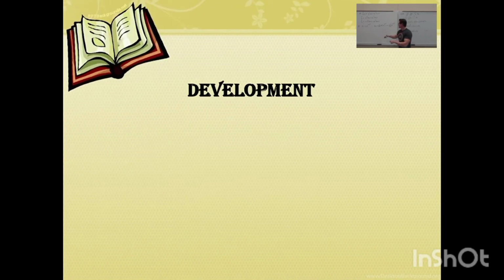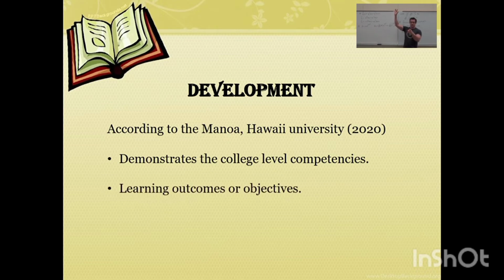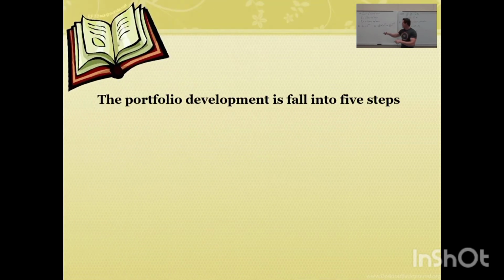The development of assessment portfolio. According to the University of Hawaii at Manoa, 2020, the portfolio development is the process in which the learners demonstrate the college level competencies, and it is an evidence documentation that the student has met learning outcomes or objectives in specific learning courses. The portfolio development falls into 5 steps.